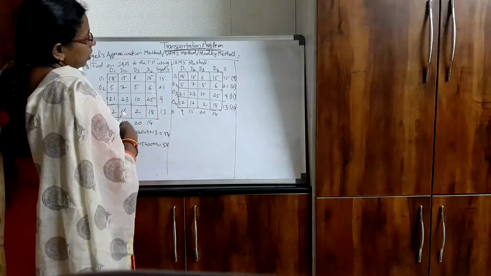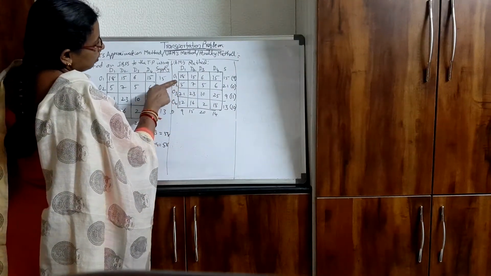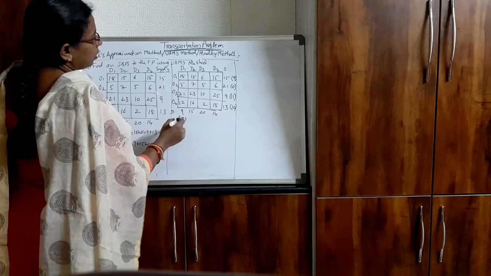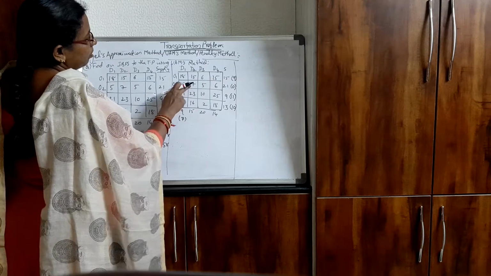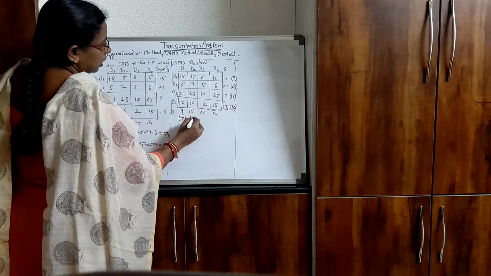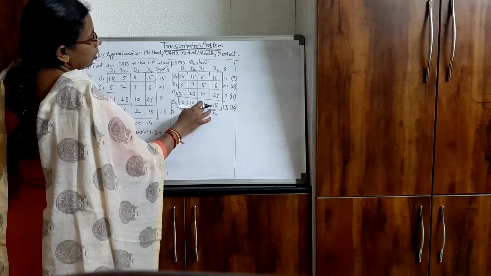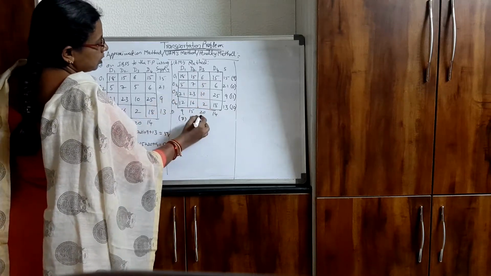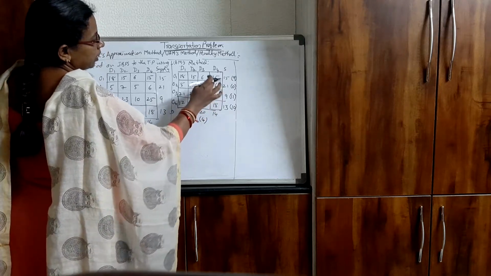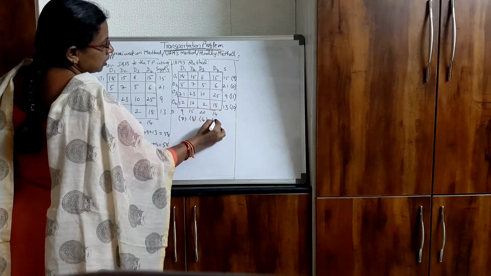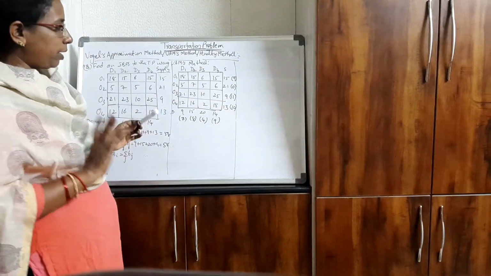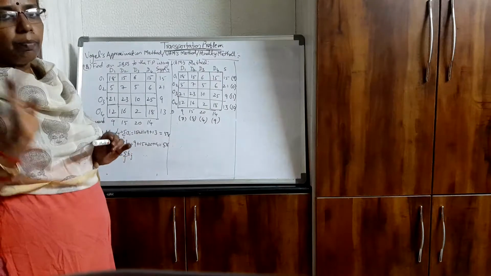In the first column, the minimum is 5, the next minimum is 12. So the difference of 5 and 12 is 7. Similarly, in the second column, the minimum is 7, the next minimum is 15. So the difference is 8. In the third column, the minimum is 2, the next minimum is 6. So 4. In the fourth column, the minimum is 6, the next minimum is 15. So the difference is 9. Once you have calculated all the penalties, select the maximum penalty.